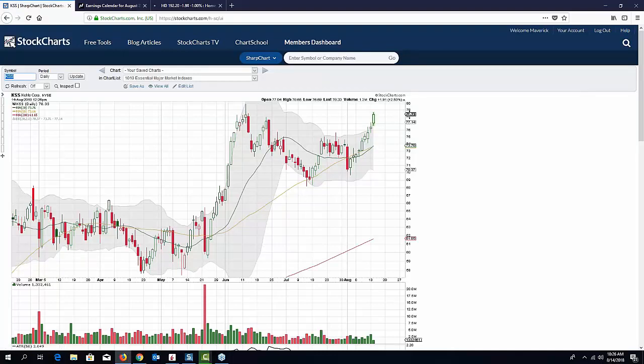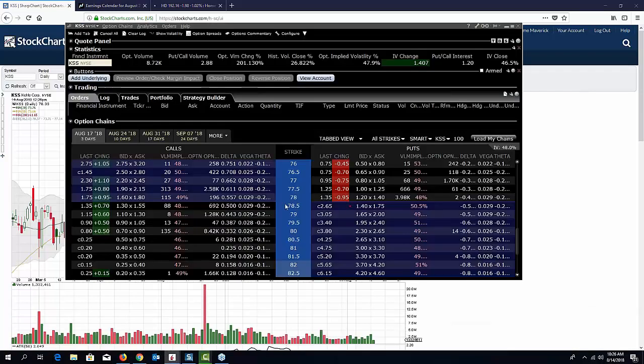Kohl's straddle, so the stock's at 78.33. With the stock at 78.33, we're going to find the at-the-money strike price, which is 78.50. The straddle this week is going for $1.50 by $1.50. So the at-the-money straddle for Kohl's is $3. This one does not include earnings.